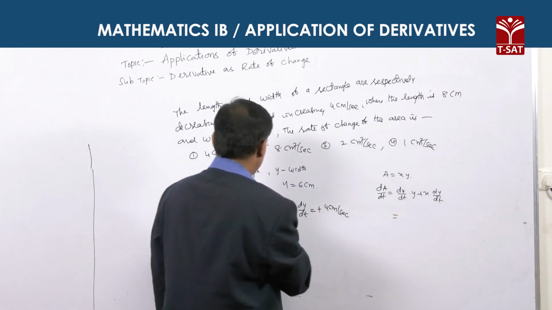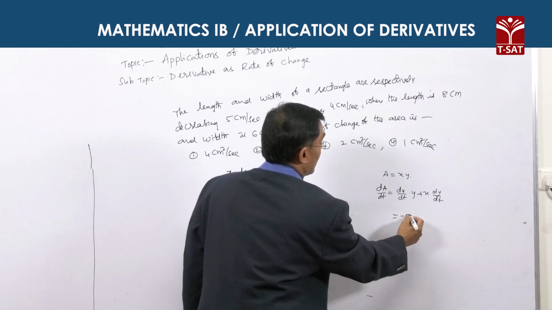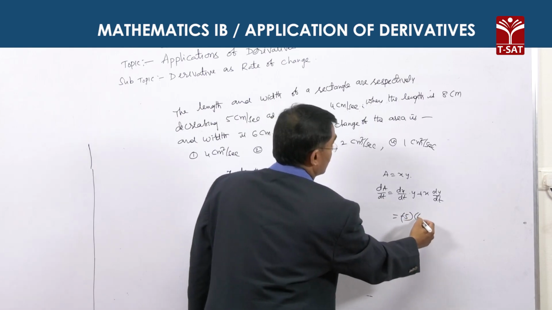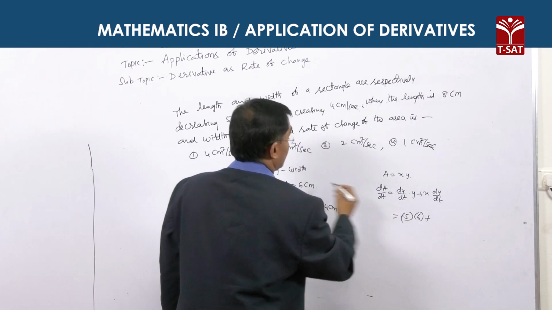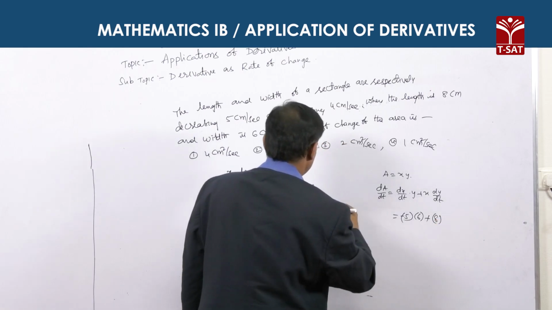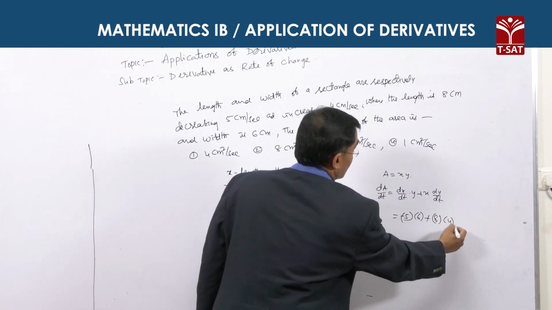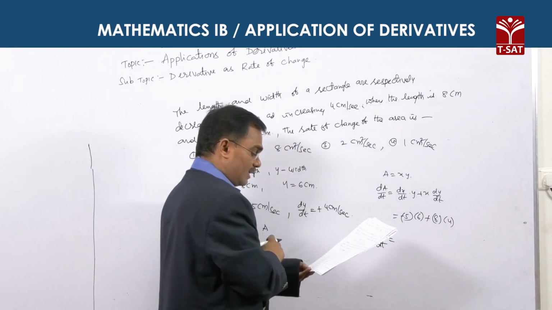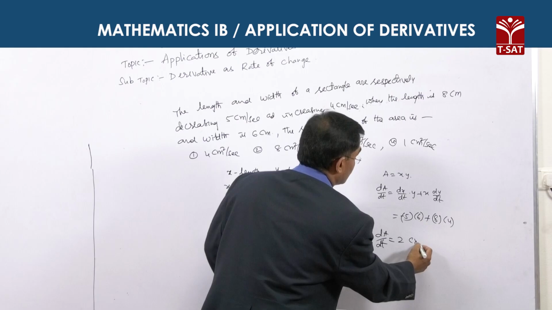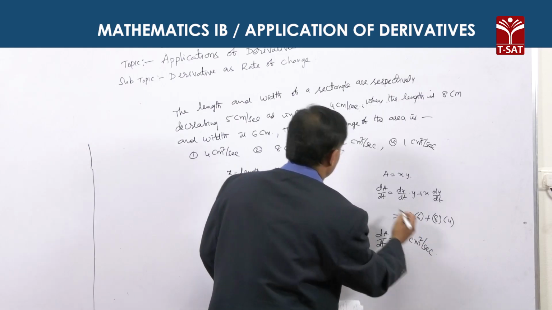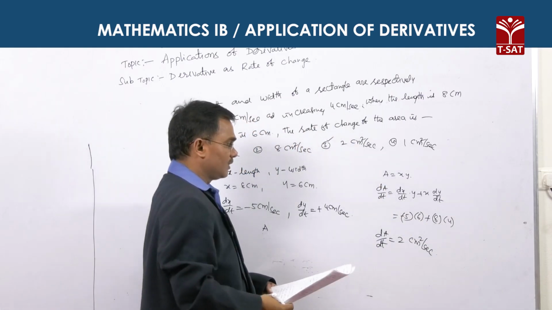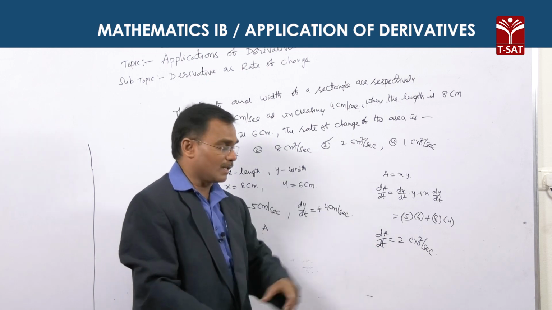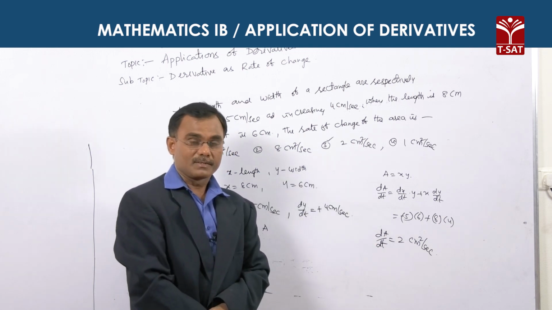So what is dx by dt? Dx by dt is minus 5 into y, which is 6, plus x, the length, which is 8, into the rate of change of y, 4. So therefore dA by dt, the rate of change of area, is 2 centimeter square per second. Therefore, the rate of change of the area of the rectangle is 2 centimeter square per second.